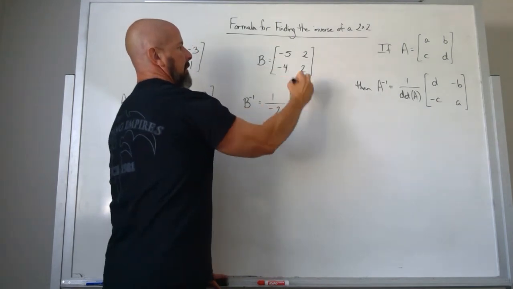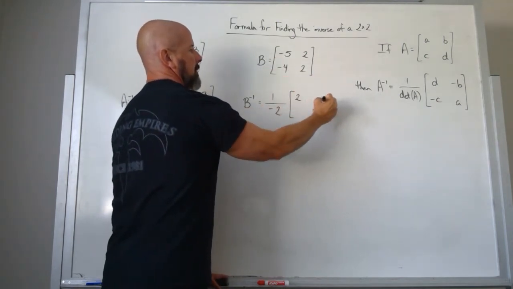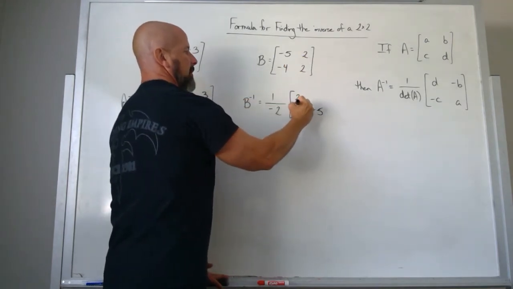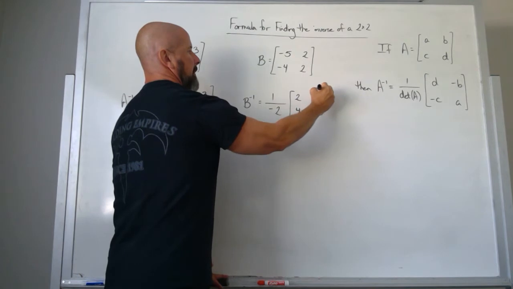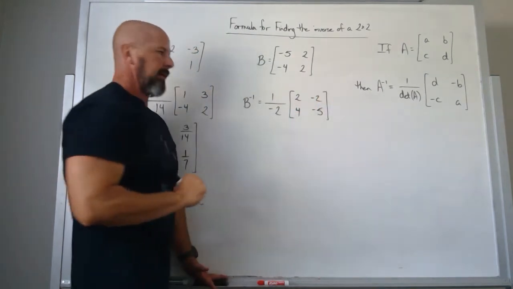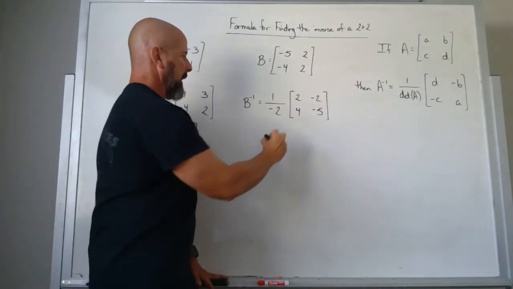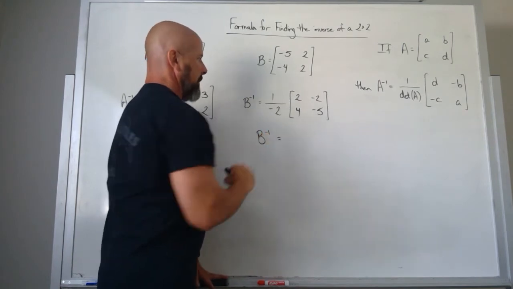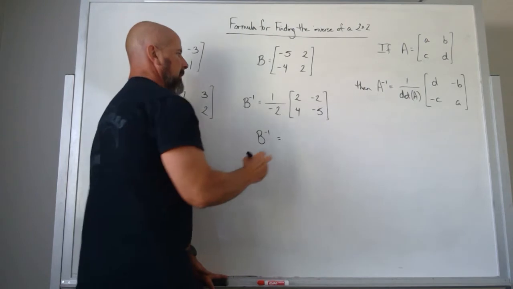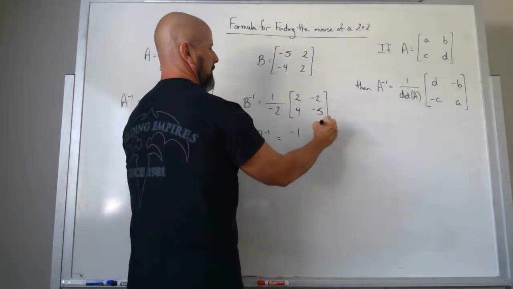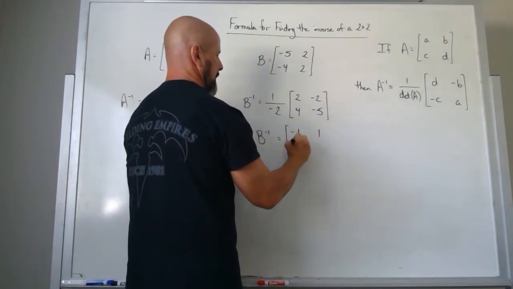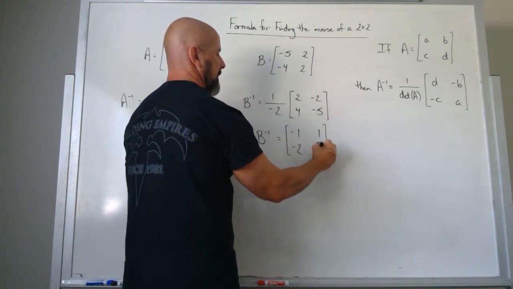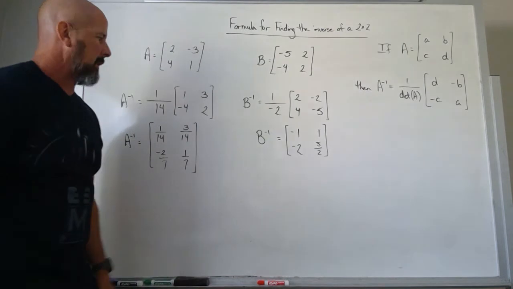Okay, the -5 and 2 switch places. The -4 and 2 switch signs. This would be a +4 down on the bottom left, -2 up on the top right. So this would mean that B inverse, if I distribute that -1/2, I'm going to have -1, +1, -2, +5/2. There's my inverse. Right.